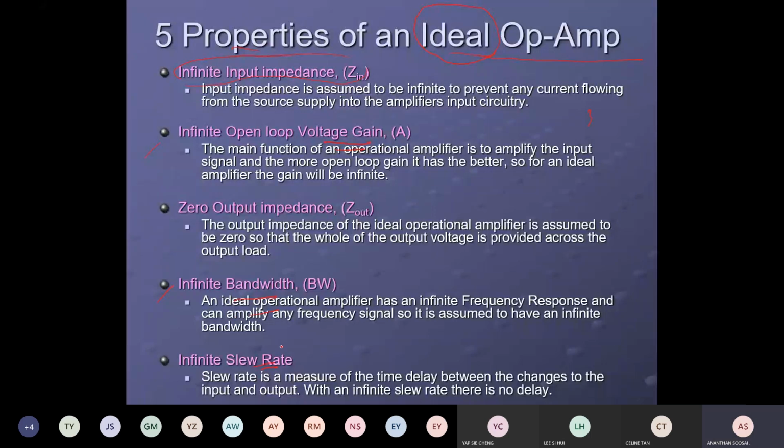Okay, class. I know this is all something new for you. This is totally new, it's about electronics. So try to understand these 5. Any questions so far?